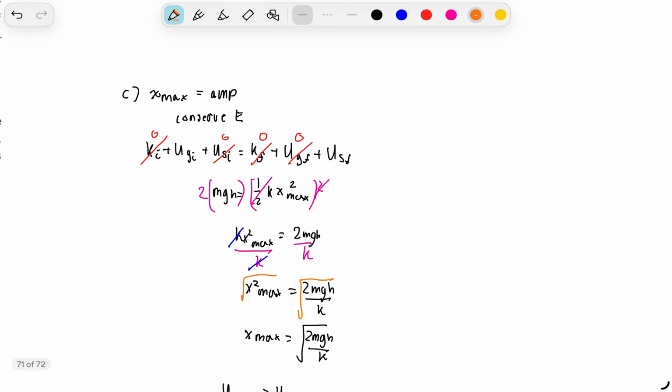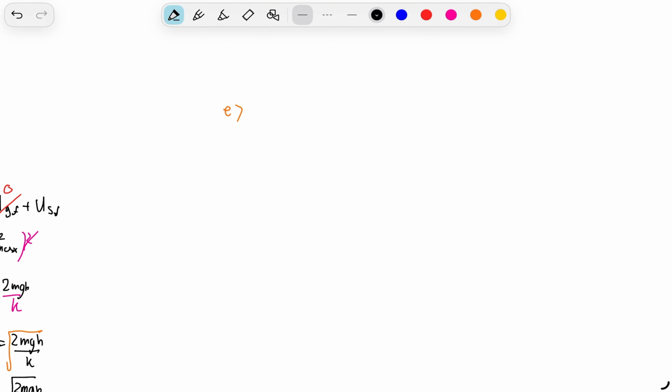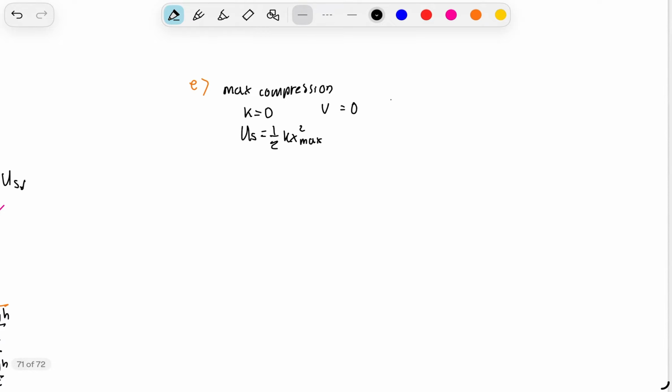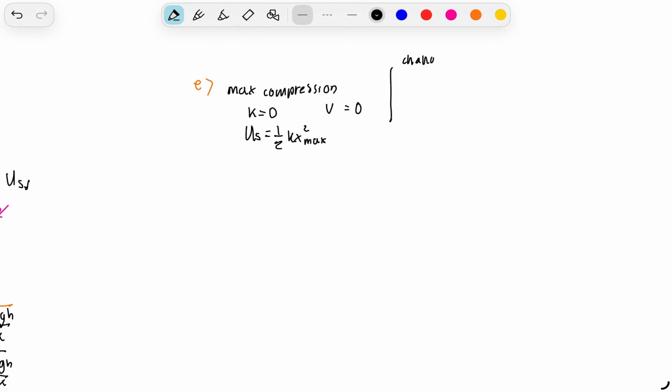So what can we think? Well, for part E, when you are at your maximum compression, you are going to have your kinetic energy equal to 0, and your spring potential energy is equal to 1/2 k x maximum squared. The reason is that at this point your v is going to be equal to 0, because you're changing direction from a positive direction to a negative. If you have velocity versus time, you would be going in the positive direction and then in the negative direction. In order to pass that, you have to pass an instant where v is equal to 0. Therefore, your v is equal to 0.